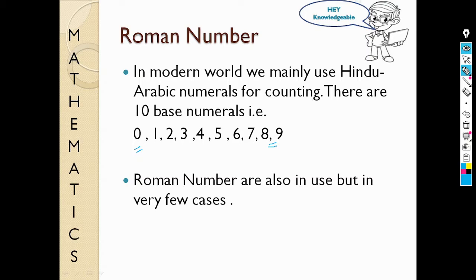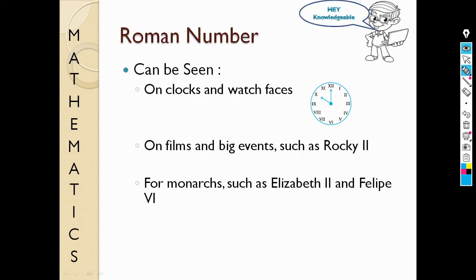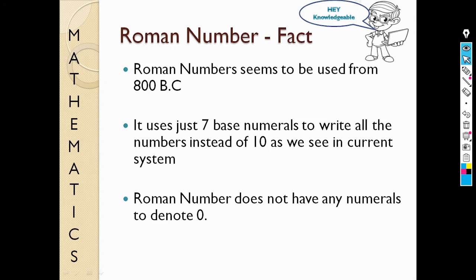In the modern world, Roman numbers are in use, but they are used in very few cases. Some examples where Roman numbers are used: you can see them sometimes written on watch faces, sometimes in the names of films, and sometimes while writing monarch names, like Elizabeth II or Philip VI. Some facts about Roman numbers.